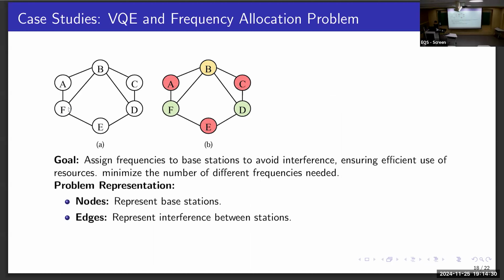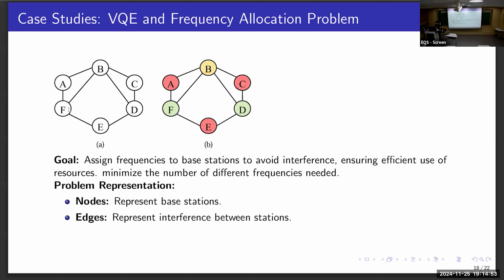And this is the second case using VQE and the frequency allocation problem. So we wanted to assign frequencies to base stations to avoid interference, ensuring efficient use of resources. But we wanted to minimize the number of different frequencies needed.